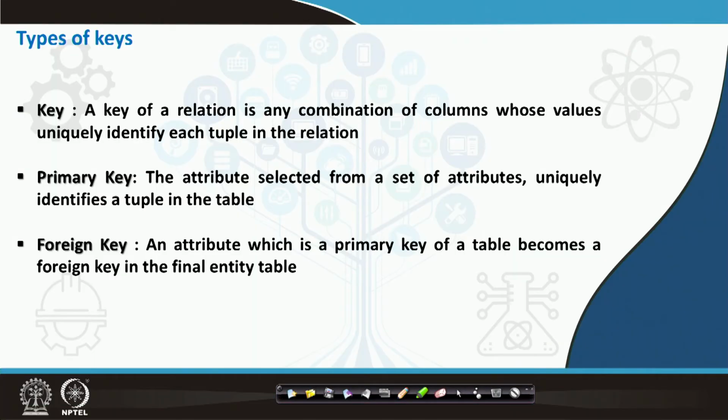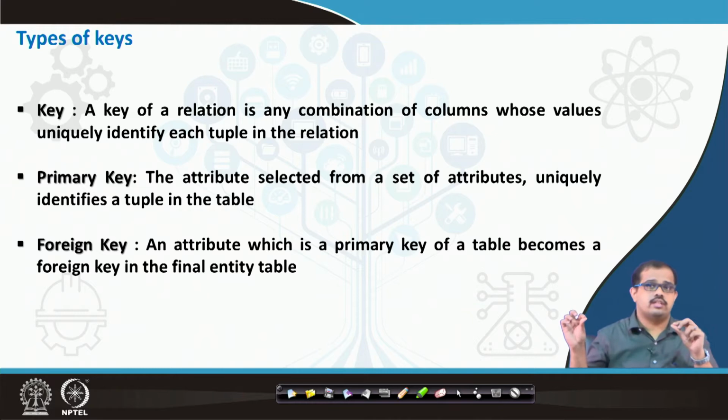When we look at different types of keys, first of all, a key can be defined as a relation, any combination of columns whose values uniquely identify each tuple in a relation. When I say tuple, it is a row which has data with certain values. So that is nothing but a tuple. Now a key is a combination of many columns. These columns hold different values for each of these tuples. Rows are uniquely identified values.